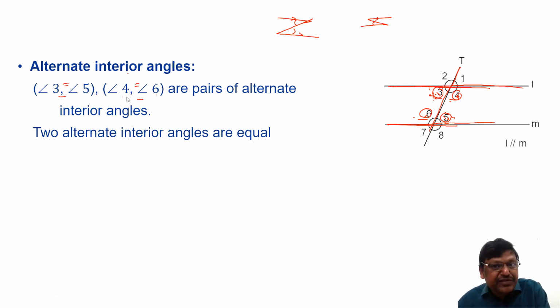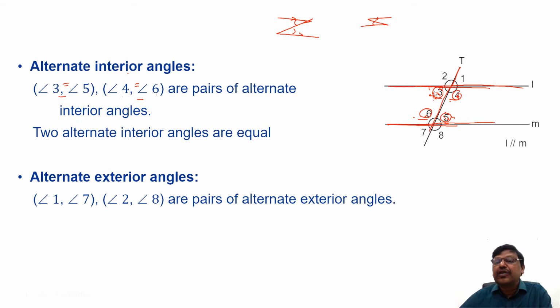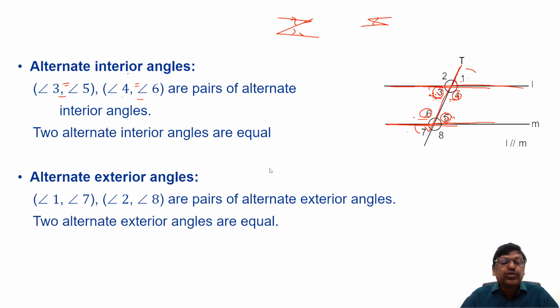Similarly, the same rule applies for alternate exterior angles also. Angles 1 and 7: see, these are exterior angles, but on the alternate sides. This is the right hand side, this is the left hand side here, right? Similarly, 2 and 8. So these are called alternate exterior angles. Two alternate exterior angles are also equal. So these are a few important points. Now we'll apply them and answer a few questions.